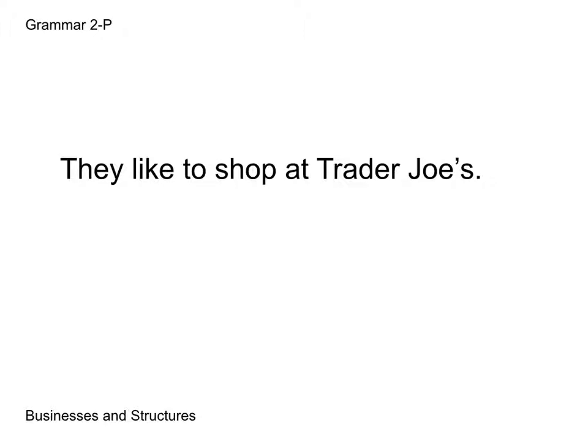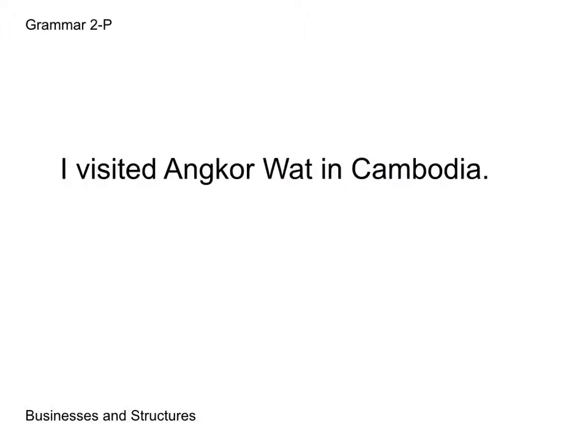We have, "They like to shop at Trader Joe's." Trader Joe's being a company, a store, and so we have capitalized the T and the J of Trader and Joe's to show that it is a specific company. Next, we have the sentence, "I visited Angkor Wat in Cambodia." Notice that we are capitalizing the A and the W in Angkor Wat because it is a structure, and we've also capitalized Cambodia because, don't forget, all the other capitalization rules, like you capitalize a country.